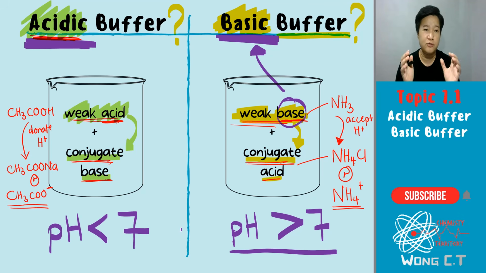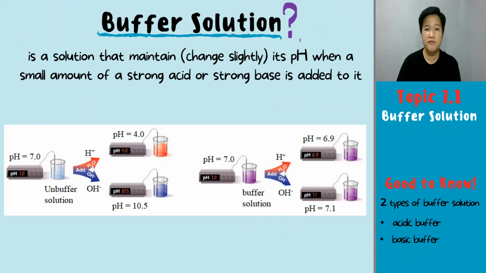And make sure you know how to differentiate an acidic buffer and a basic buffer. Acidic buffer must be between weak acid and its conjugate base. Basic buffer must be between weak base and its conjugate acid. Okay, simple. And the pH value for both of the buffer solutions is very common: acidic buffer pH less than 7, basic buffer pH more than 7. So after you know that we have two types of buffer, the next question will be, what is actually a buffer solution?